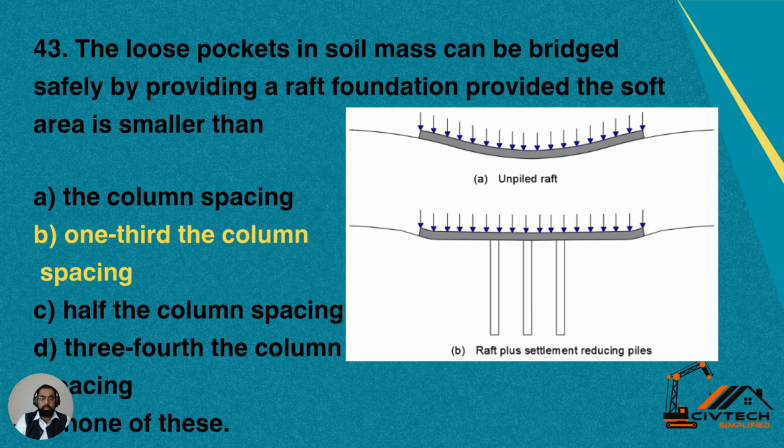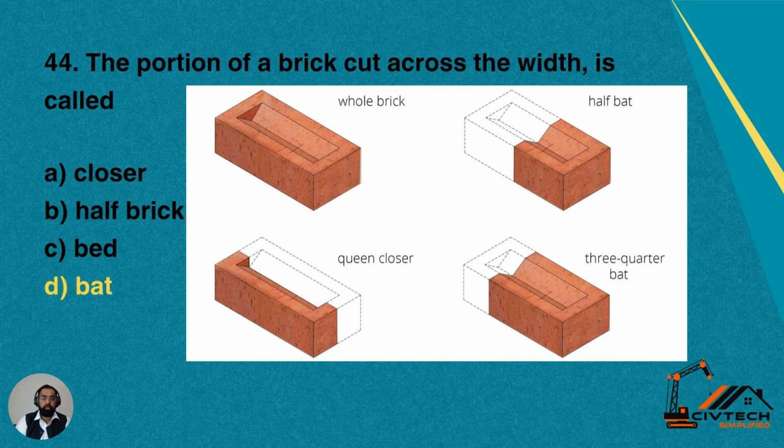43. The loose pockets in soil mass can be bridged safely by providing a raft foundation, provided the soft area is smaller than the number A, the column spacing, number B, 1/3 of the column spacing, number C, half of the column spacing, number D, 3/4 of the column spacing, number E, none of these. So yes, 1/3 of the column spacing is the minimum needed in order to rectify that area with the help of a raft foundation. So option B is correct for this question.